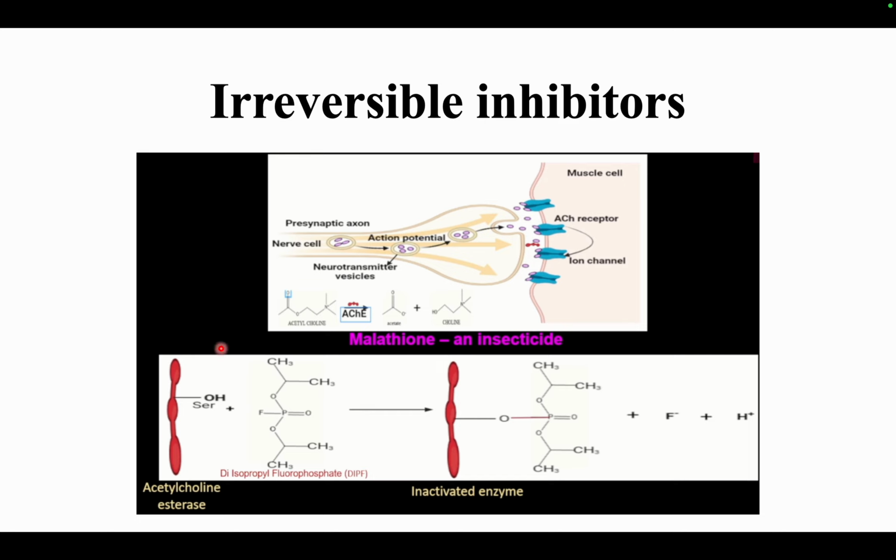So again we have the same inhibition mechanism here. We have a hydroxyl group of serine present in acetylcholinesterase, and this DFP will modify this serine, and it will lead to inactivation of this acetylcholinesterase enzyme. Malathion is an insecticide. It is also responsible for inhibiting acetylcholinesterase, and this inhibition can lead to paralysis.